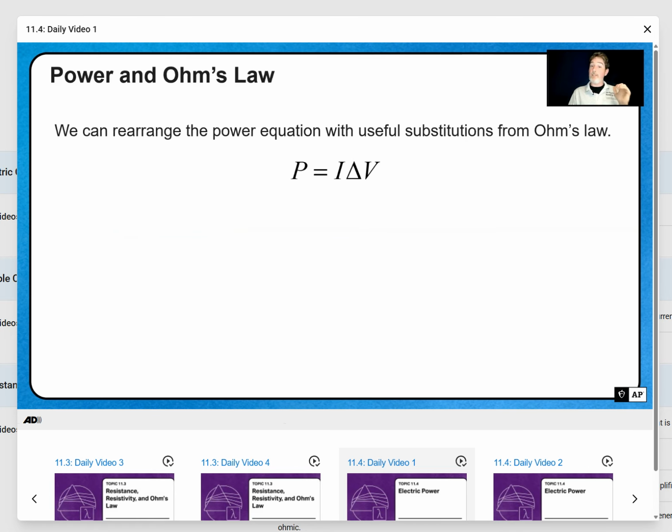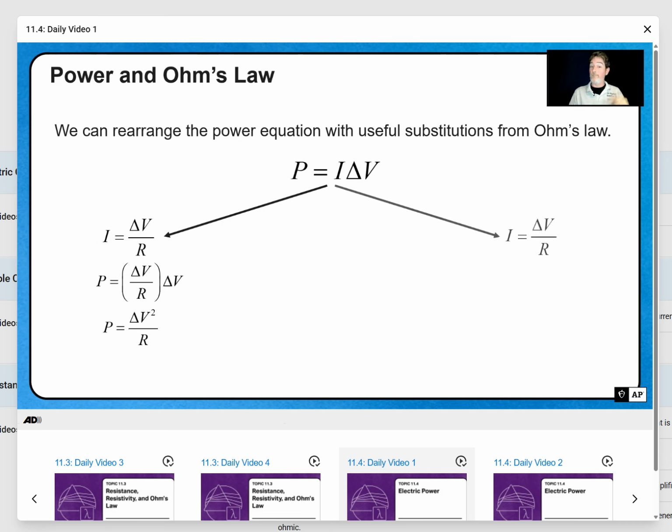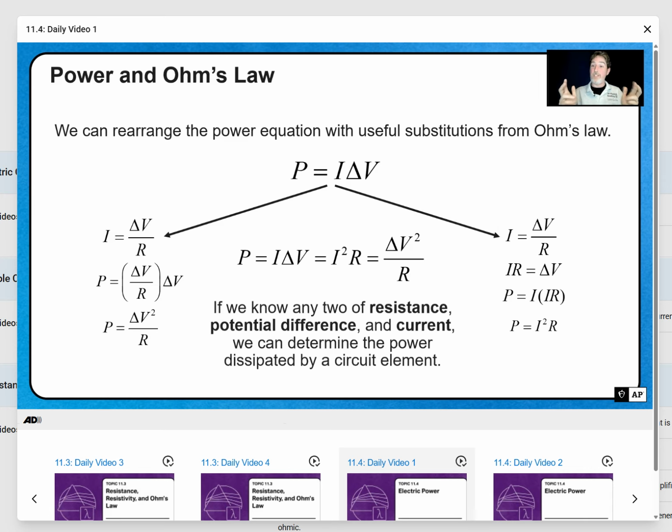When we combine this with Ohm's law, we can do some really helpful substitutions. If we take P equals IV and we go to Ohm's law, we can substitute in for I and rearrange to get P, for power, equals the potential difference squared over R. Additionally, we can substitute in for the V, and we can get power equals I squared times R. All of these are valid equations used to calculate power. Power equals current times voltage, current squared times resistance, and voltage squared over resistance. If you know any two of these values, the resistance, the potential difference, and the current, out of those three, you know two of them, you can calculate the power dissipated by that component or that area of the circuit.